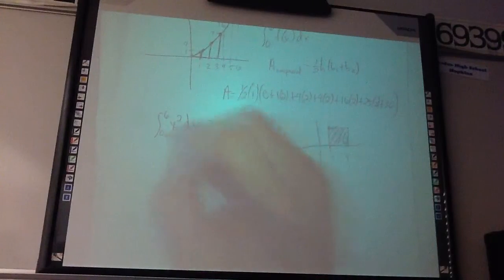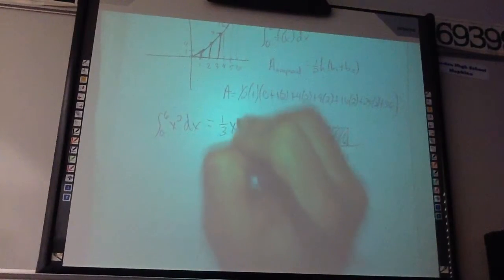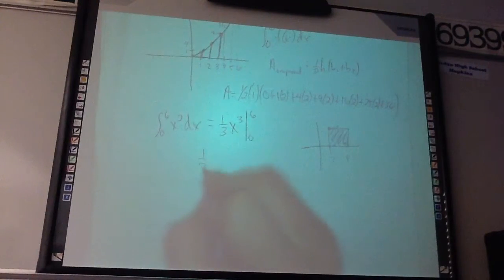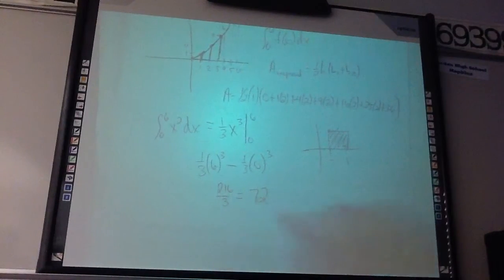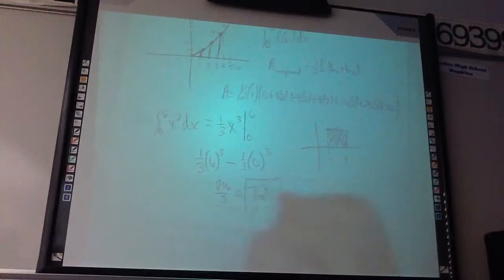So you do the antiderivative. Top minus bottom. And then you plug in 6 and plug in 0, so it'd be 1/3 times 6 to the third minus 1/3 times 0 to the third, which is 0. 216 over 3 is 72. So the area under that curve would be 72, whatever the units are. Remember that, kind of?